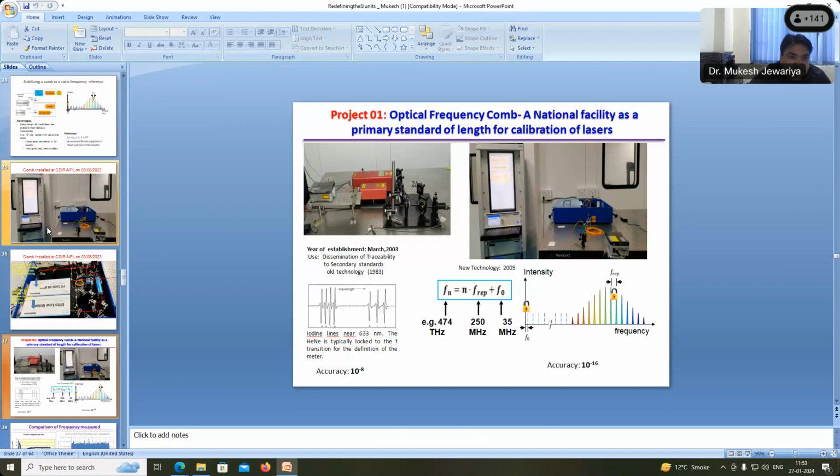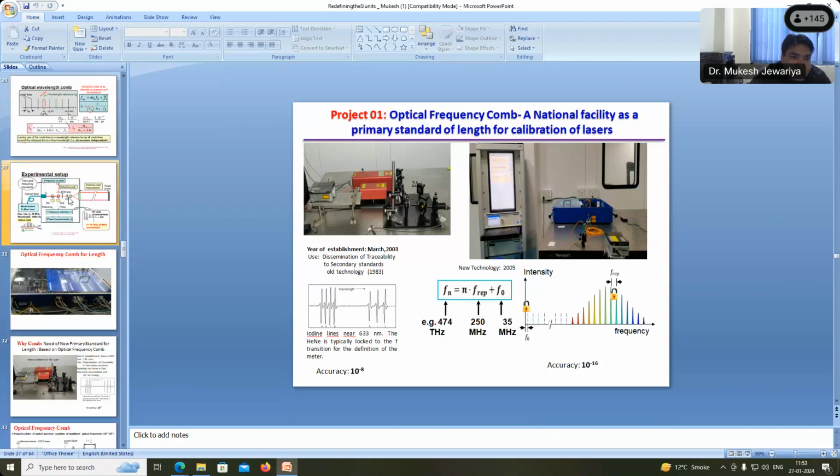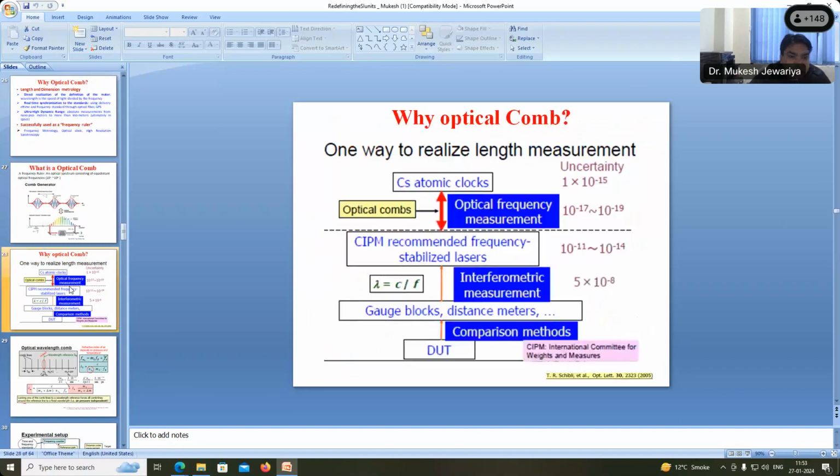So if you go from this one, you see here, the graph which I show here. So the CMC, you see, previously is minus 8 of iodine stabilized laser. Now this is by comb, if you measure interferometer, it's up to minus 8. So you gauge block, distance meter, other things, you can do more precisely.